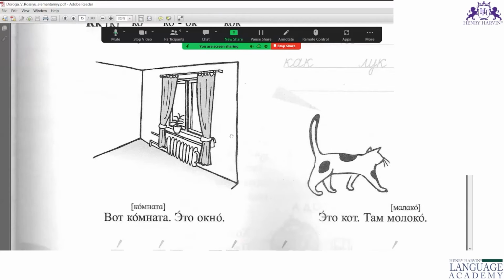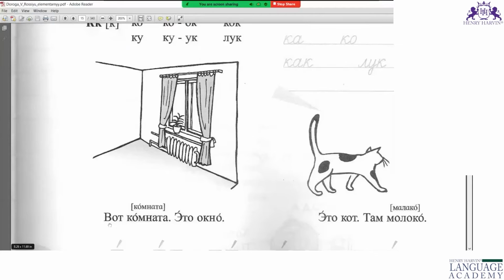And here we have some new words with the new letter К. Вот комната. Это окно. Вот комната means here is the room. Это окно. This is a window. Padma Priya, can you read it, please? Вот комната, это окно. Ага. Это кот. Там молоко. Vishal? Это кот, там молоко. Да. Кот is cat. Молоко is milk, right?